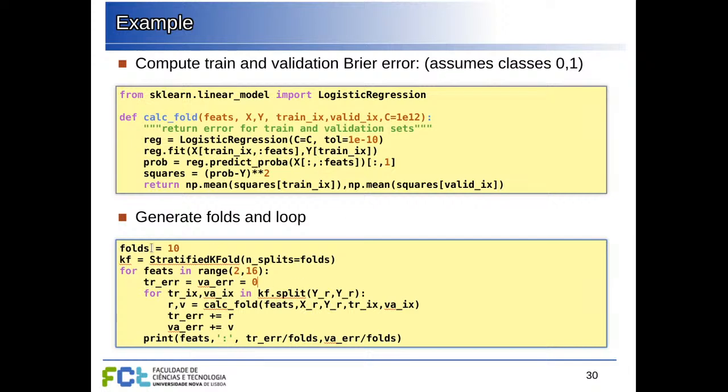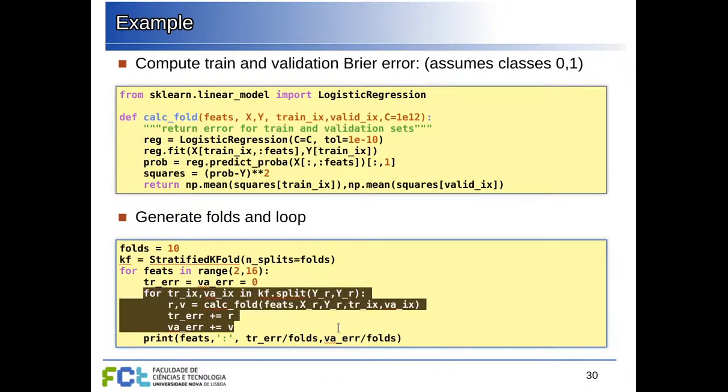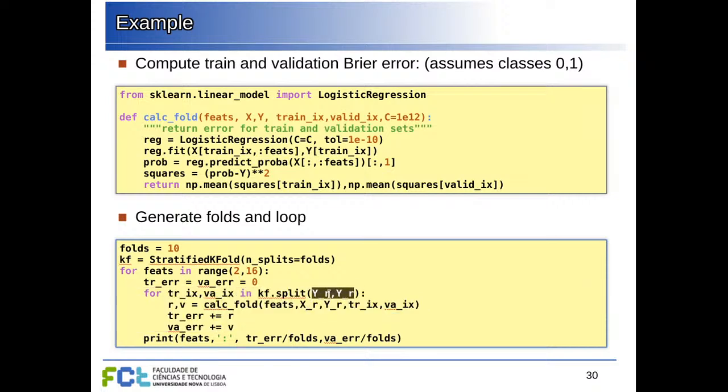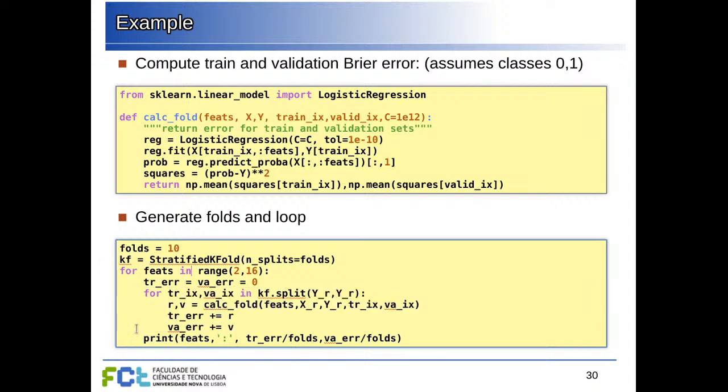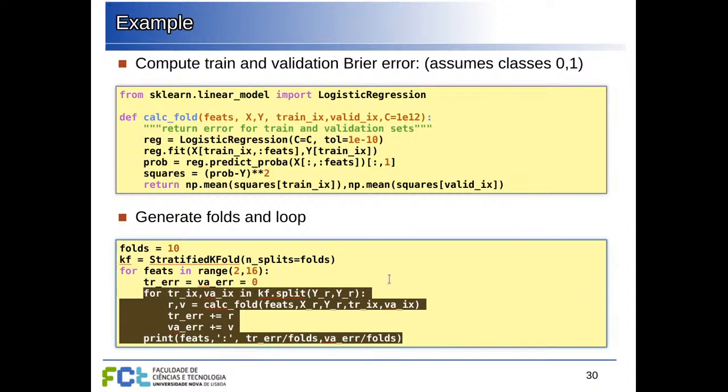So now we can do cross-validation. We can choose, for example, 10 folds. We create a stratified k-fold object for splitting into 10 folds. And now for each number of features, we are going to start with 2 and then 3, 4 and so on. We're going to iterate through all the folds. So we're going to split our training data into these 10 folds and compute the training error and the validation error after training with the training folds and measuring on the validation fold. So this is 10 times for each number of features that we want. And we repeat this for all the different numbers of features. And then we can print out the average training error and the average validation error after each cross-validation cycle here.